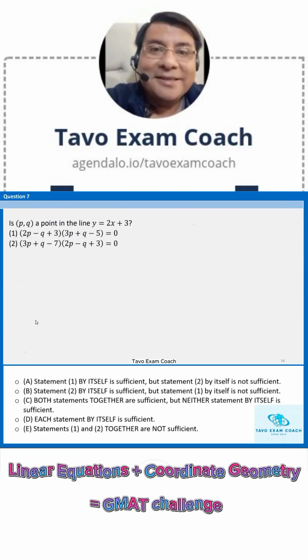Is (p, q) a point in the line y equals 2 times x plus 3? Well, in this question, finding whether a point belongs in a line whose equation we know simply means verifying whether the coordinates of such point actually satisfy the equation of the line or not. So we need to verify whether this is true or not.